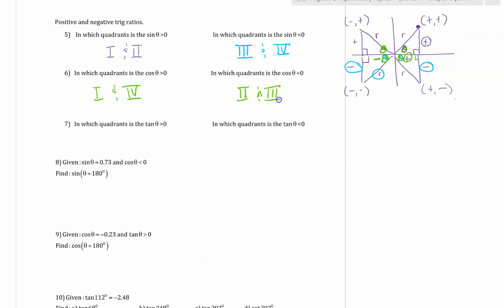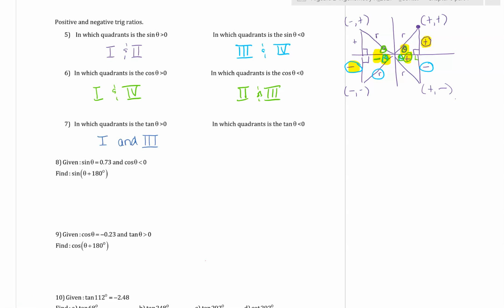Go ahead and pause the video and try and see if you can figure out where the tangent of theta will be positive and where the tangent of theta will be negative. Okay, so in the first quadrant, notice that the tangent of theta would be opposite over adjacent. So that would be positive. And in the third quadrant, the tangent is opposite over adjacent, negative divided by negative is positive. So the tangent of theta is positive in quadrants 1 and 3.